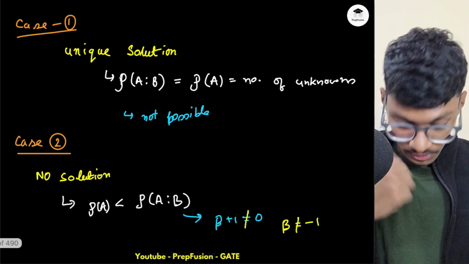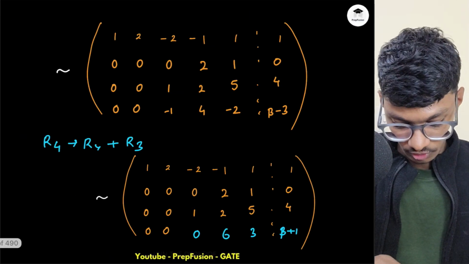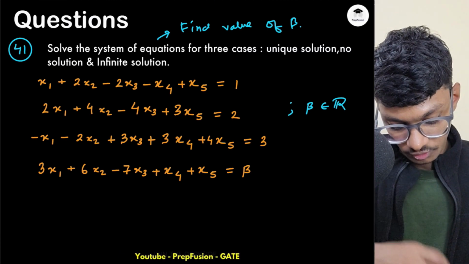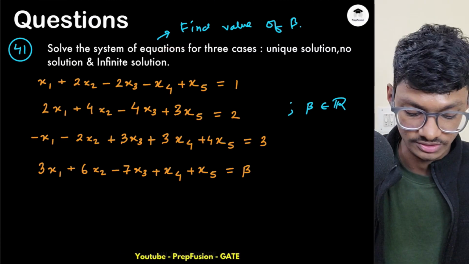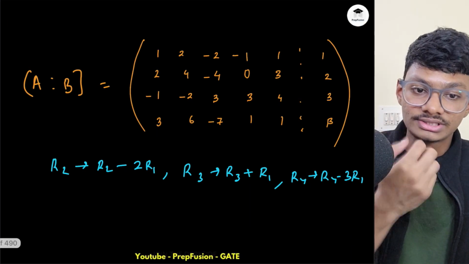Now let's talk about the nullity. So this has been solved, right? The question asked us to find the values of beta for unique, no solution and infinite solution. The question has been solved. Now let's discuss nullity.